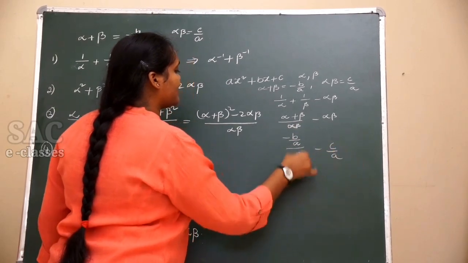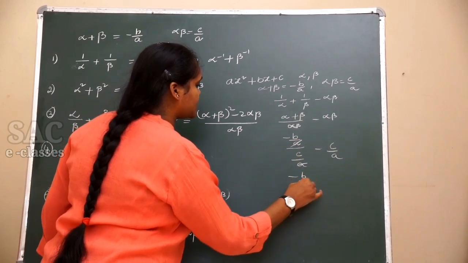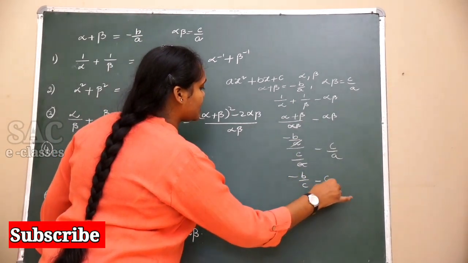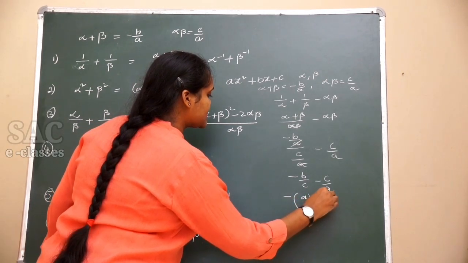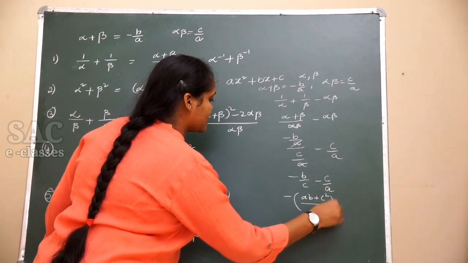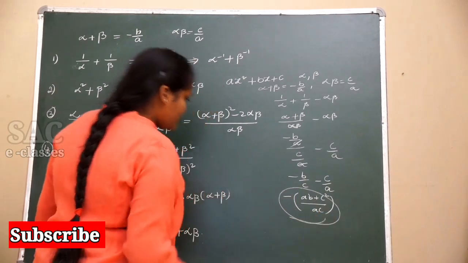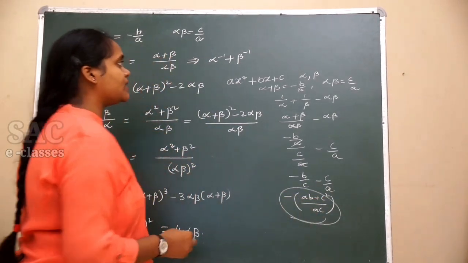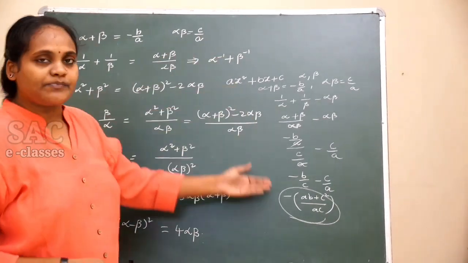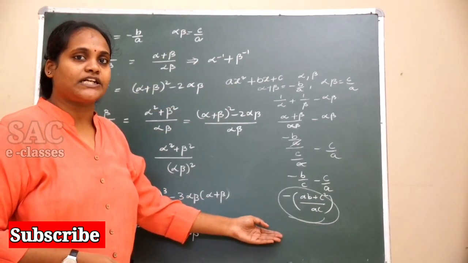Is there any simplification? So minus b by c, by minus c by a. Take out minus common: ab plus c square by ac. Yes, this answer is minus of ab plus c square by ac. This is the 1 mark problem they have given in 2015 in SA1.